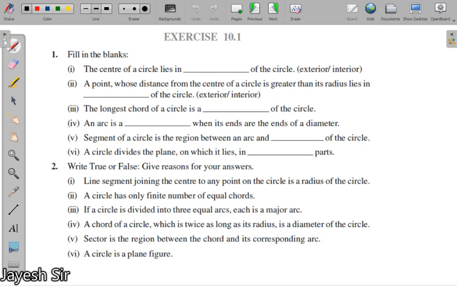Based on all this information, we are going to do exercise 10.1. Exercise 10.1 you can also do by yourself. You can skip this part and move forward in the video. The center of the circle lies in the interior of the circle. A point whose distance from the center of the circle is greater than the radius lies on the exterior of the circle. The longest chord of the circle is called the diameter.